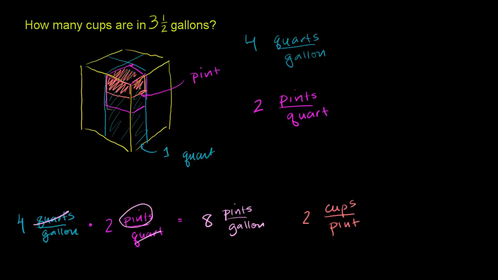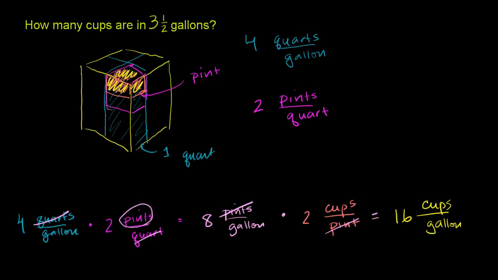The reason why this will work is because you have pints in the numerator that cancel out with pints in the denominator, and you will be left with 8 times 2, which is 16 cups per gallon. Now, we just figured out how many cups there are per gallon. That makes sense. This section right here is exactly 1/16 of this entire cube, this entire gallon. But we haven't even answered our question.